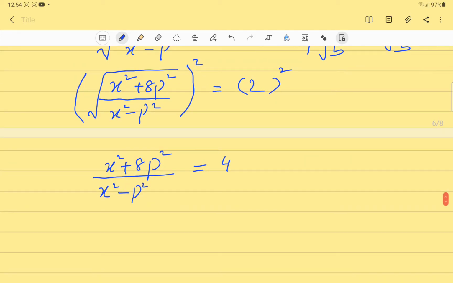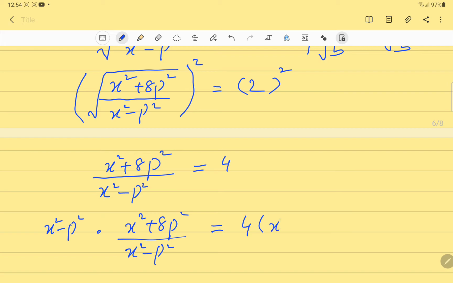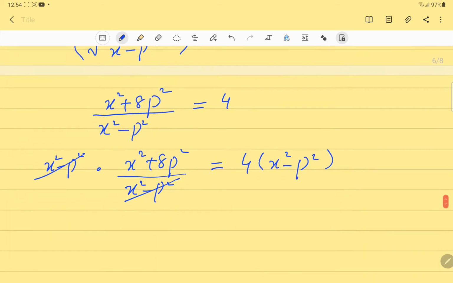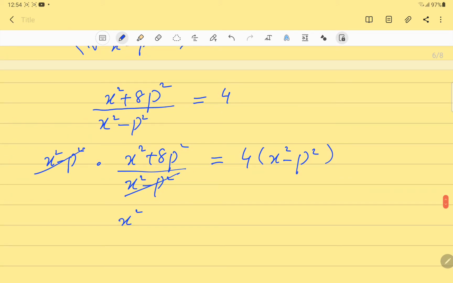Let us multiply both sides by x squared minus p squared. x squared minus p squared into x squared plus 8p squared over x squared minus p squared is equal to 4 into x squared minus p squared. This will cancel with this. So we now have x squared plus 8p squared is equal to 4x squared minus 4p squared.